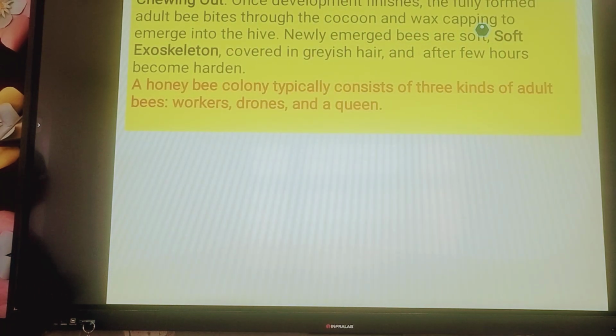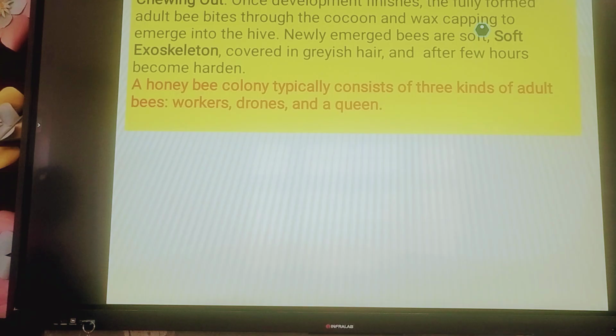Then the adult. When the development finishes, the fully formed adult bee bites through the cocoon and wax capping and emerges into the hive. Newly emerged bees have a soft exoskeleton. Later on it becomes very hard.